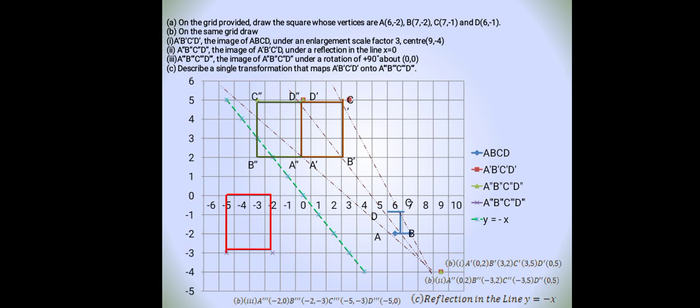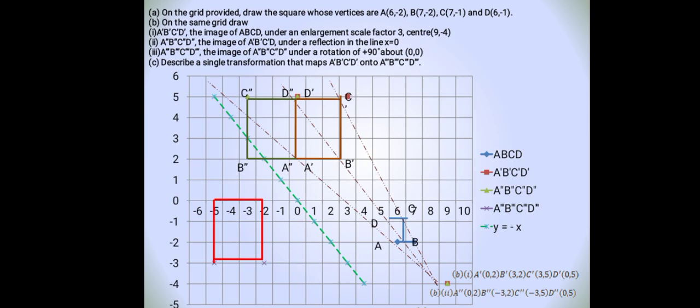2. A'', B'', C'', D'', the image of A', B', C', and D' under a reflection in the line x = 0. And then 3. A''', B''', C''', D''', the image of A'', B'', C'', D'' under a rotation of positive 90 degrees about the origin. Describe a single transformation that maps A', B', C', D' onto A''', B''', C''', D'''.